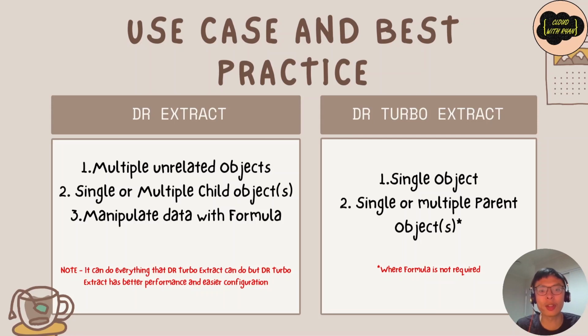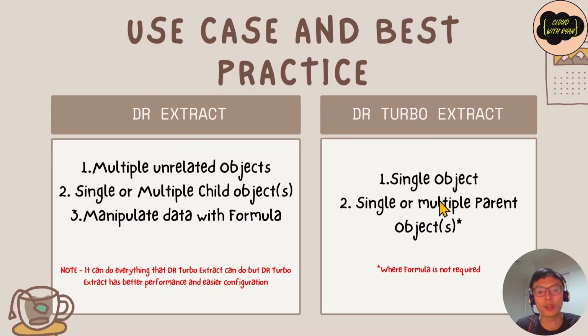Another use case is if you need to retrieve data from single or multiple parent objects, for example, if you need to fetch the first name from the contact object and the account name from the account associated with this contact object, you can use DataRaptor Extract as well, of course, but DataRaptor Turbo Extract will be a better option.